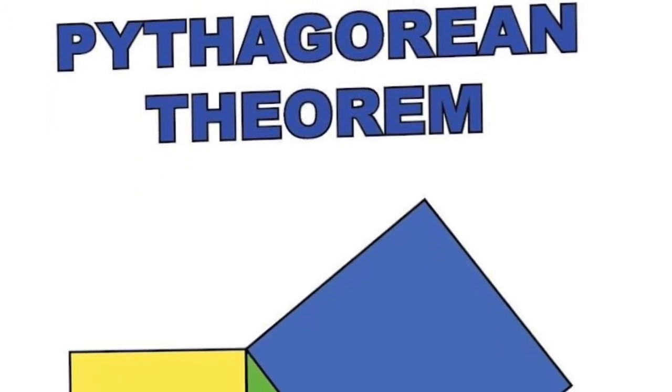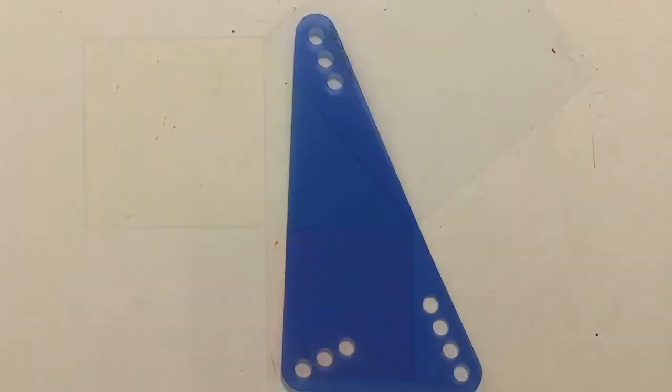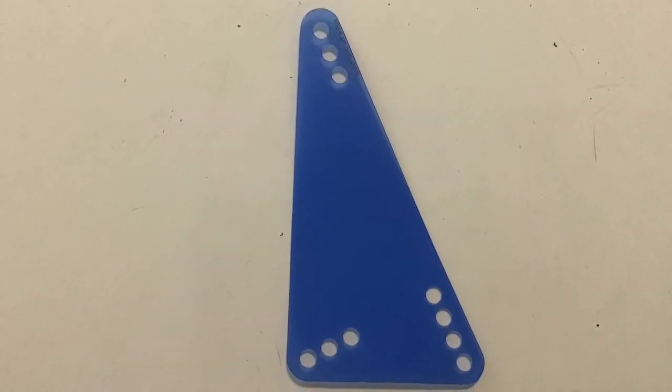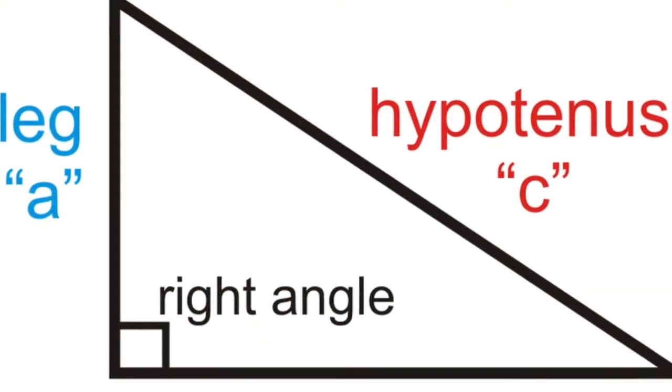Let's talk about the Pythagorean Theorem. We use it when we're looking at right triangles. Here's an example of a right triangle. One of the angles in a right triangle is 90 degrees.